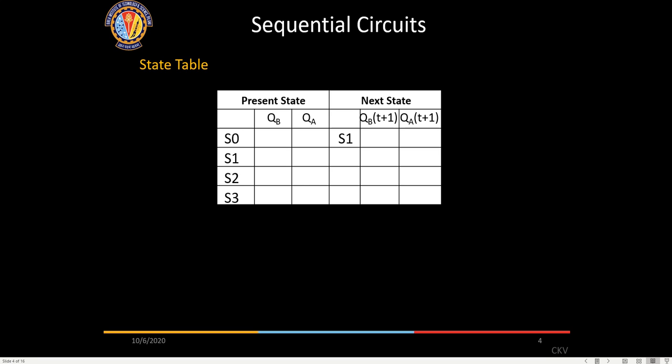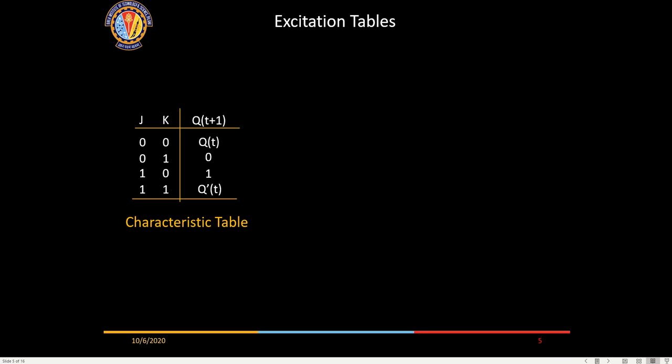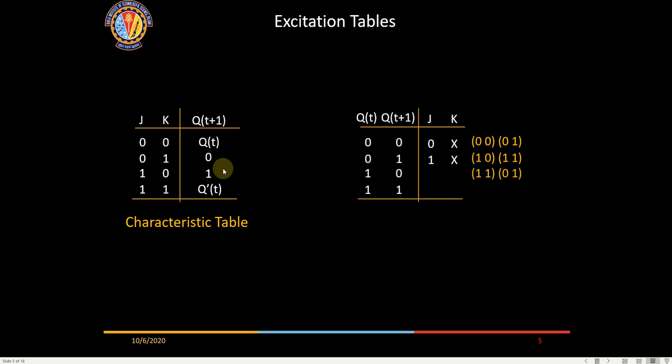Okay. So now we have made a state table. Now from the state table you have to make a circuit. So first we have to decide what kind of flip-flops we are going to use. Either we are going to use a JK flip-flop, or a D flip-flop, or a toggle flip-flop. So let's start with the JK flip-flop. To make it with a JK flip-flop, first of all we should know something known as an excitation table of the JK flip-flop.